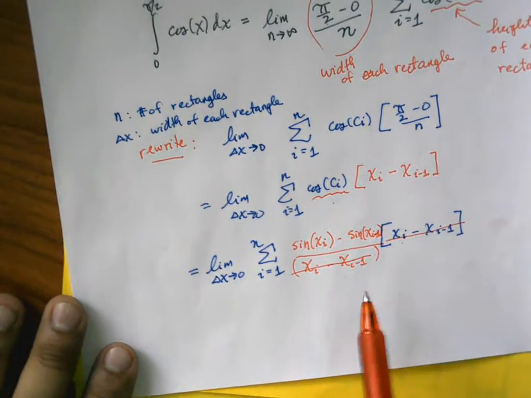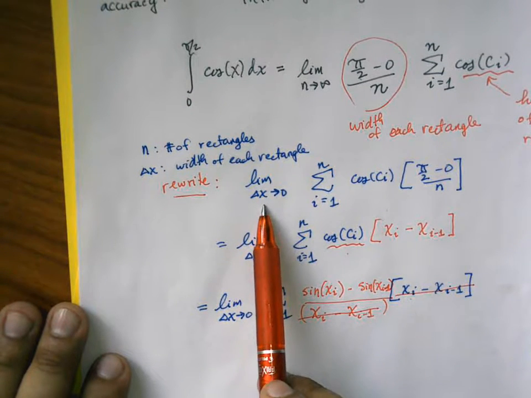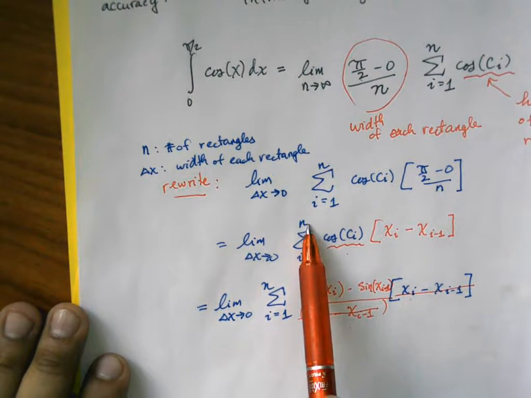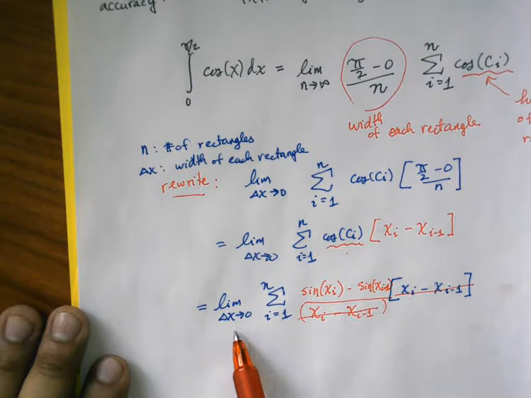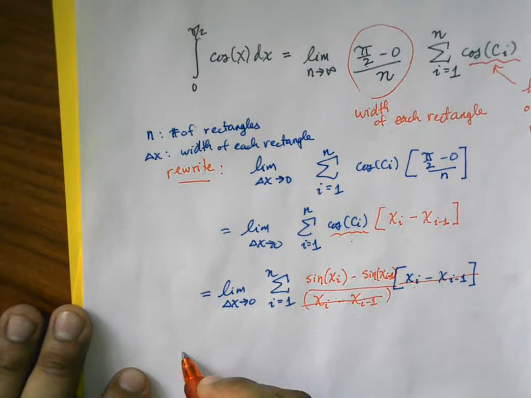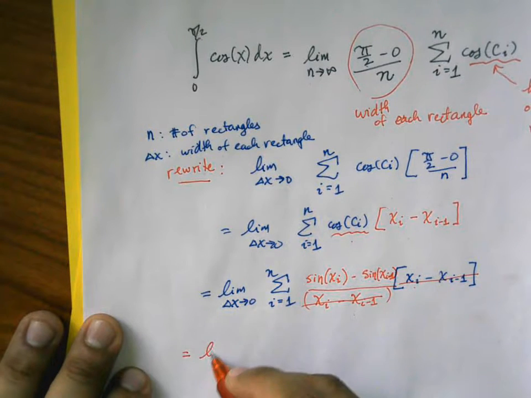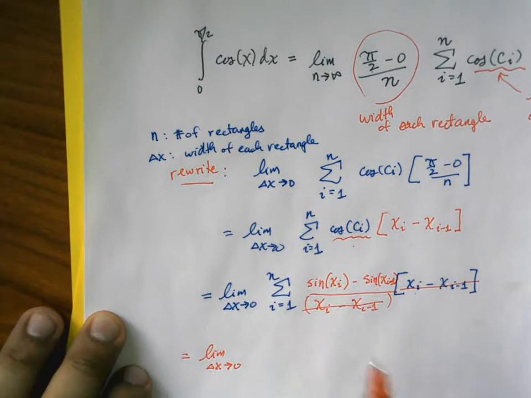Now I can also explain why I changed this limit here. Because I don't want an infinity here in n. Having an infinity here in n actually causes me some problems. It's much easier for me to take the limit as delta x goes down to 0. So then we can say that the limit as delta x approaches 0.